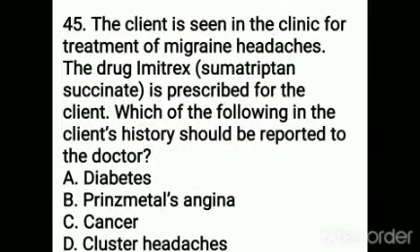Question number 45. The client is seen in the clinic for treatment of migraine headaches. The drug Imitrex is prescribed for the client. Which of the following in the client's history should be reported to the doctor? Options are diabetes, Prinzmetal's angina, cancer, cluster headaches. Correct answer option B, Prinzmetal's angina.